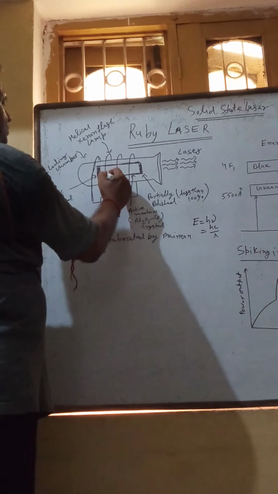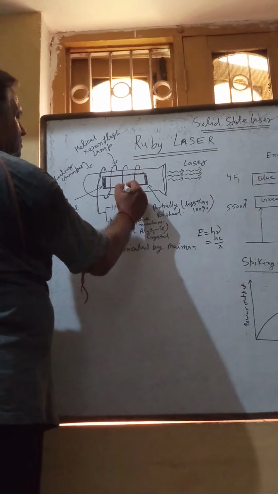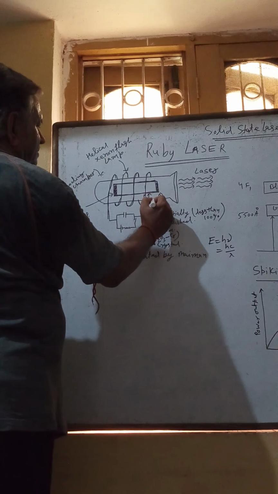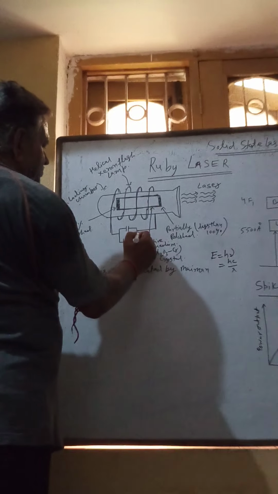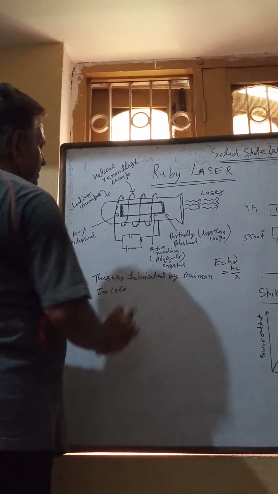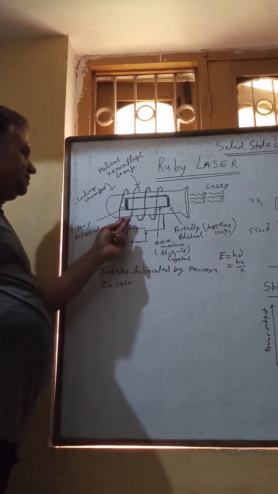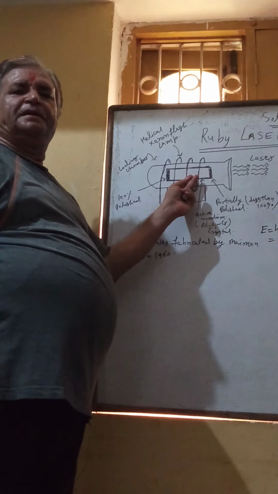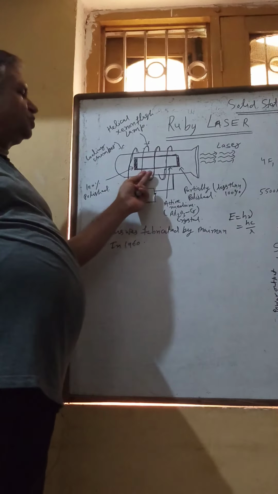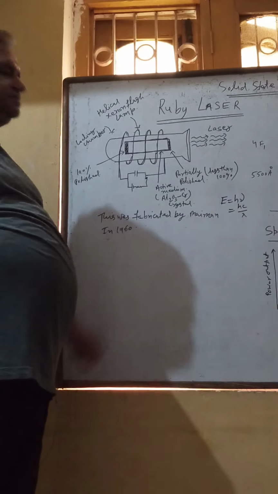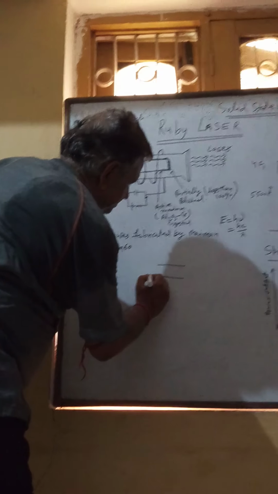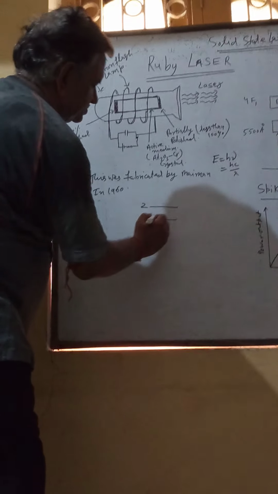When the switch is on, current flows through the flash lamp, and the atoms absorb energy from the flash lamp, and the atom goes from ground state to excited state. Ground state 1 to 2 state.